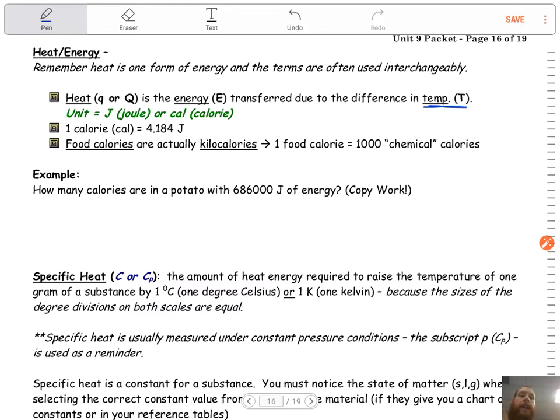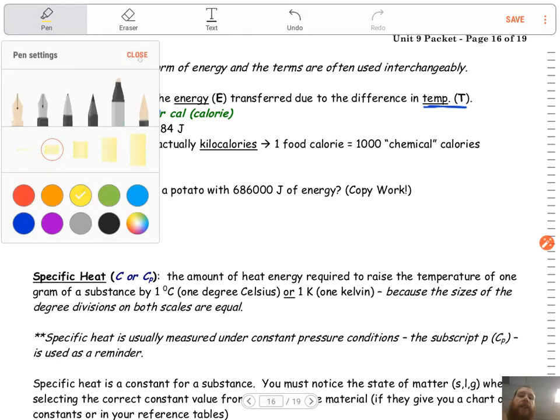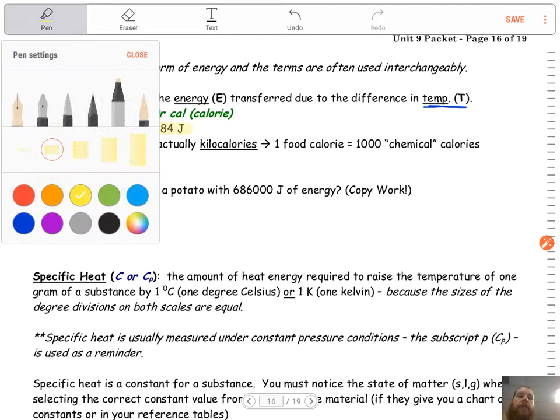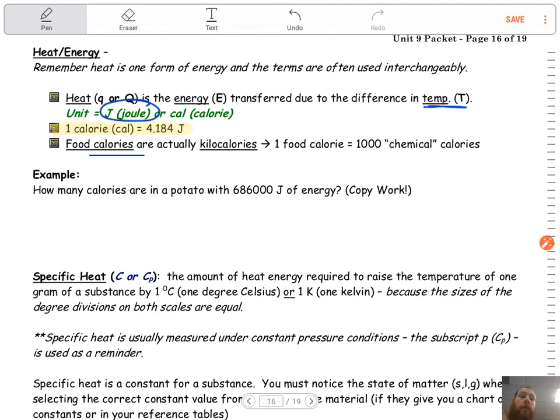Fun fact of the day is that food calories are actually kilocalories. That means 1 food calorie that you see actually equals 1,000 chemical calories. So when you eat something that says it's 150 calories, it's actually 150,000 calories. Now, I don't say that to freak you out about how much you're eating if you're counting calories. It's to show you how much energy your body actually needs. So when they say something like 2,000 calories a day for your body, that's actually 2 million calories. That means your body is consuming a lot of energy.